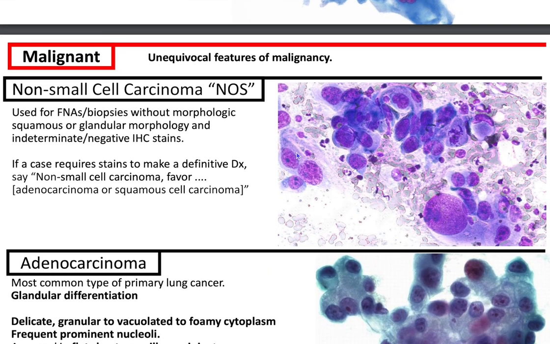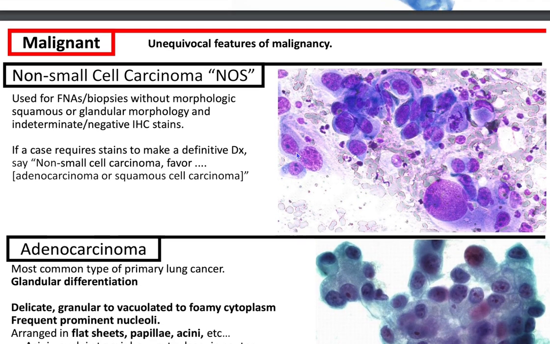All right, malignant, where you have unequivocal features of malignancy. When you say non-small cell carcinoma, you're thinking mainly adenocarcinoma, squamous cell carcinoma. If you're not sure, you can say non-small cell carcinoma, not otherwise specified. And this is used for FNAs and biopsies without morphologic squamous or glandular morphology and indeterminate or negative IHC stains. And if a case requires stains to make a definitive diagnosis, you can say non-small cell carcinoma favor adenocarcinoma, or if you favor squamous cell carcinoma.